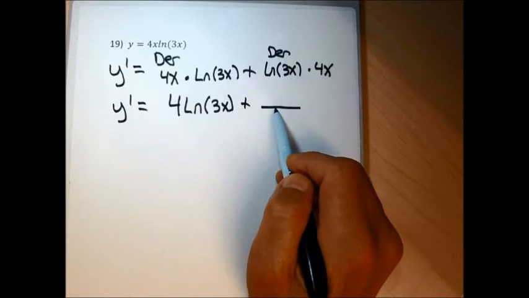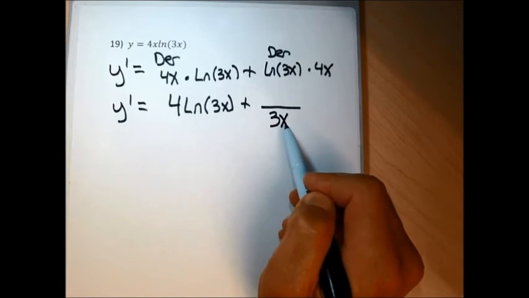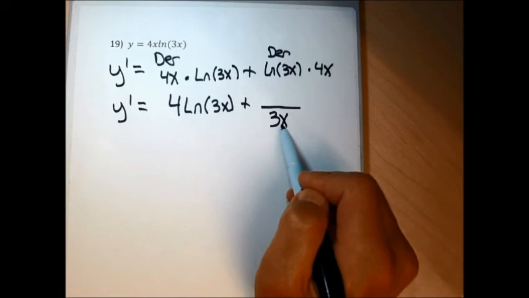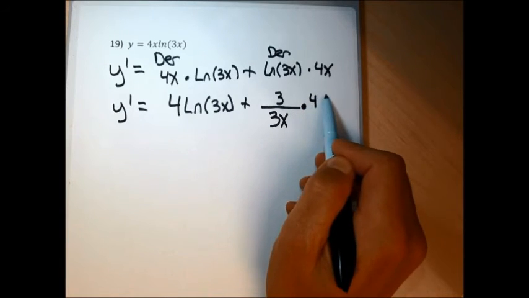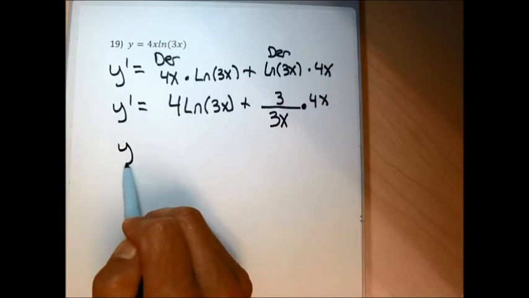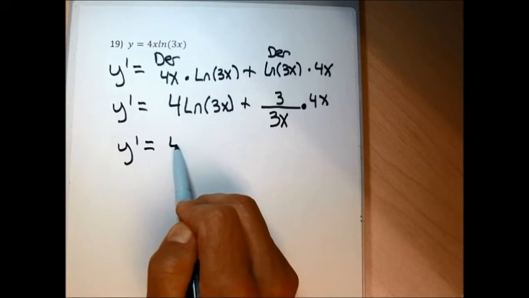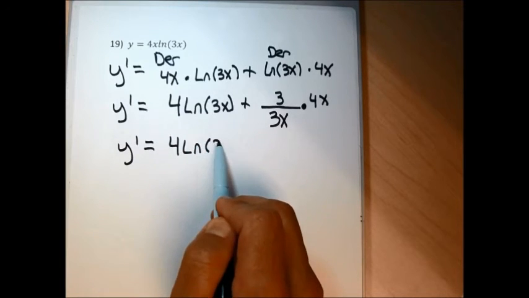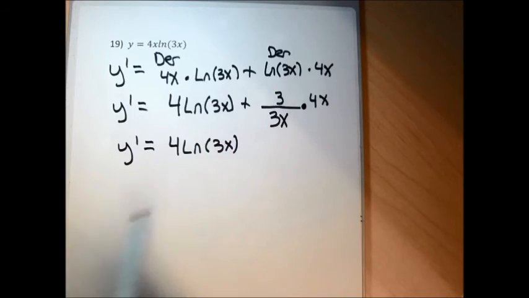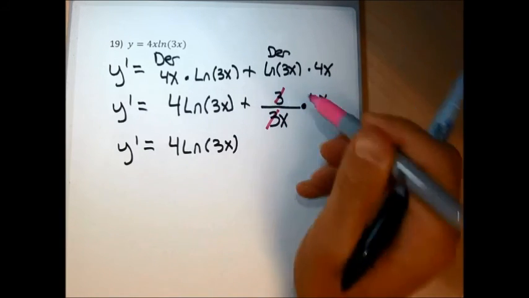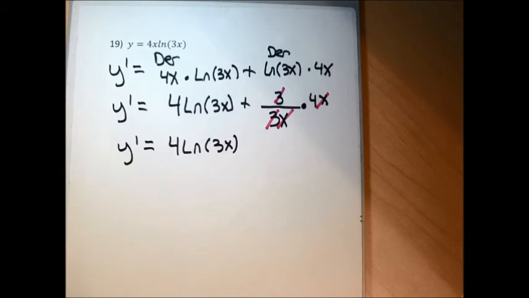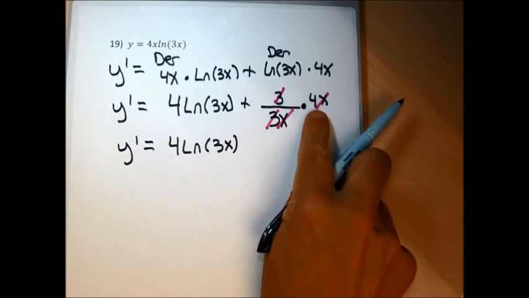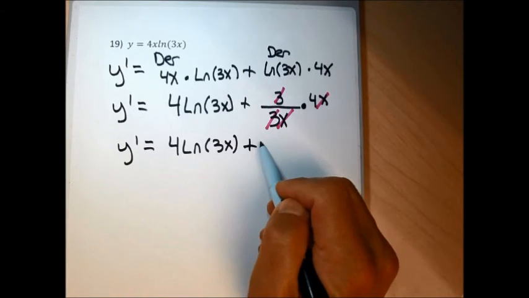In the denominator, you write the argument 3x. Above it, you write the derivative of 3x. The derivative of 3x is just 3. And I have this times 4x. This first piece doesn't reduce at all. The second piece, these 3's cancel. This x cancels with that x. I've canceled the entire denominator, so I don't need to write a fraction anymore. And the only thing I don't have a line through is that 4, and that's just a plus 4.